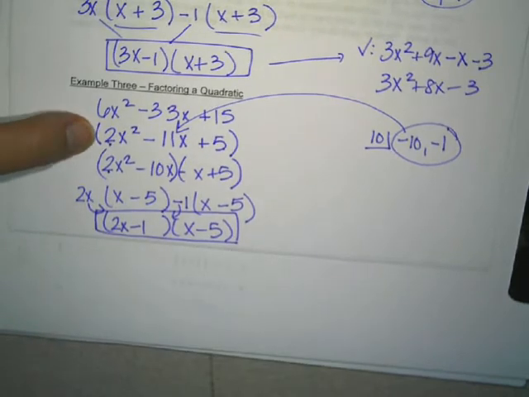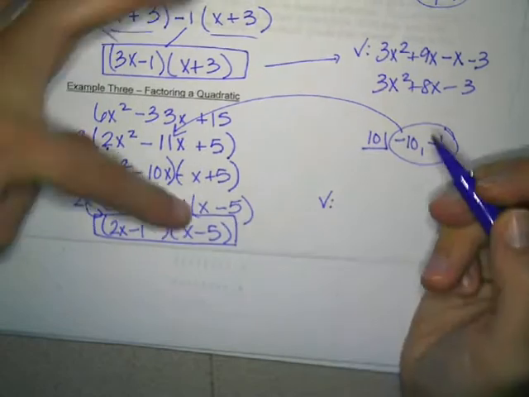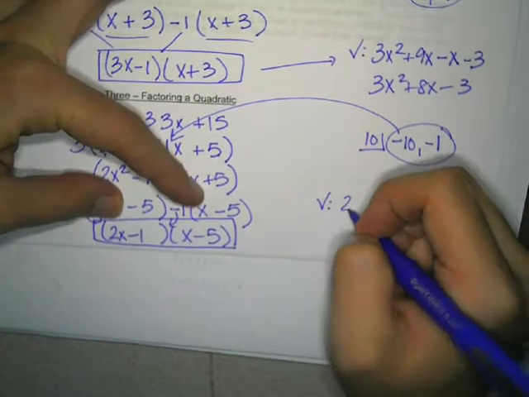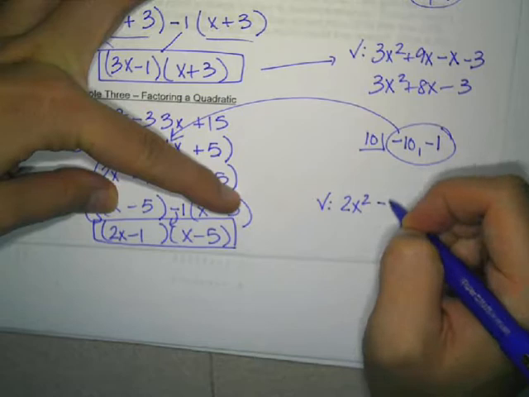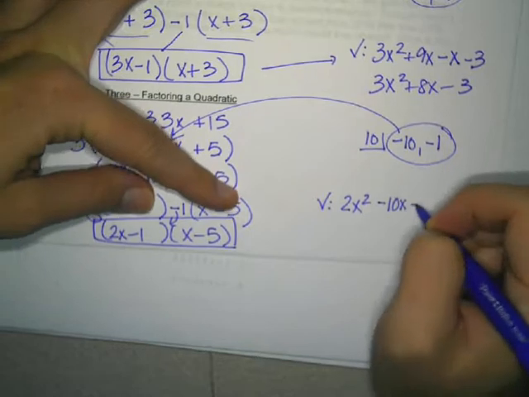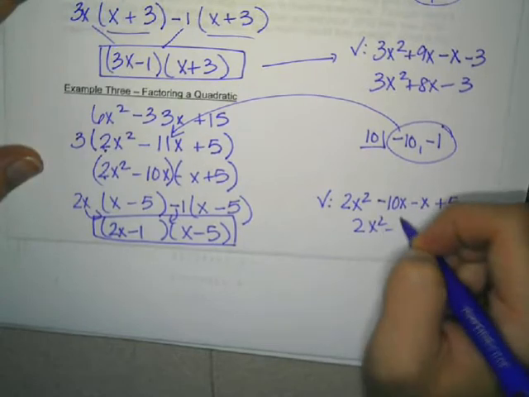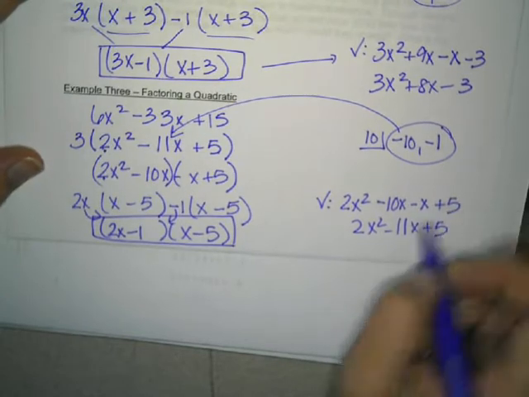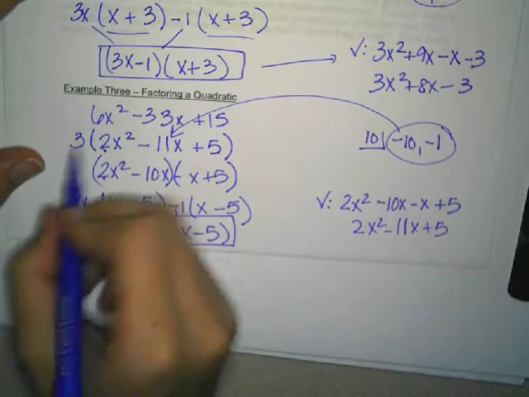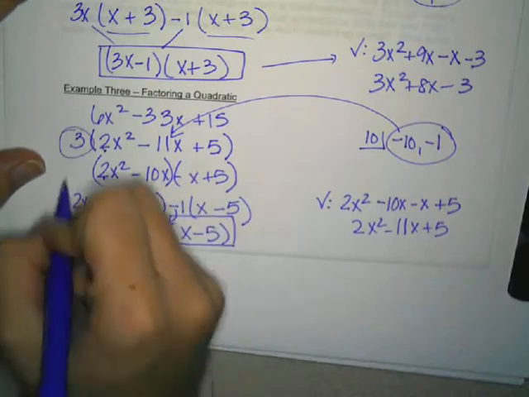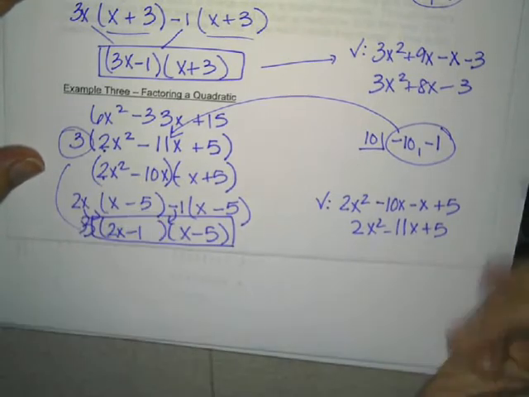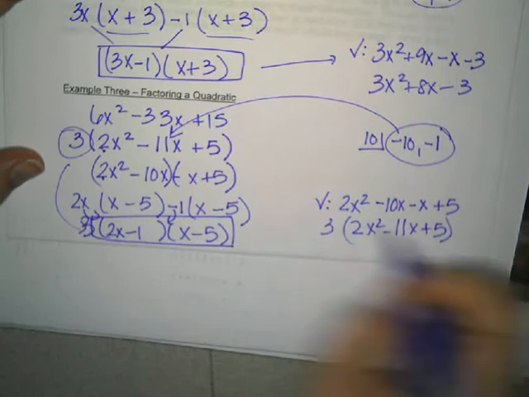And again, we can check by FOILing. First would give me 2x squared. Outer gives me -10x. Inner gives me -x. And last gives me +5, which would get what I started with, because remember that 3, that should actually be in my answer there, because then if I multiplied everything by 3 here, I would get what I started with.